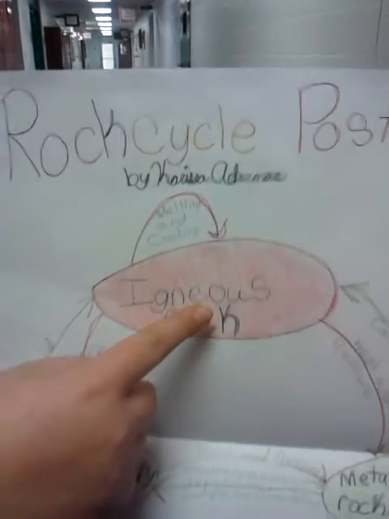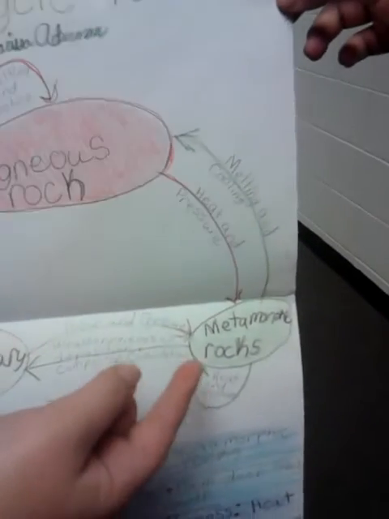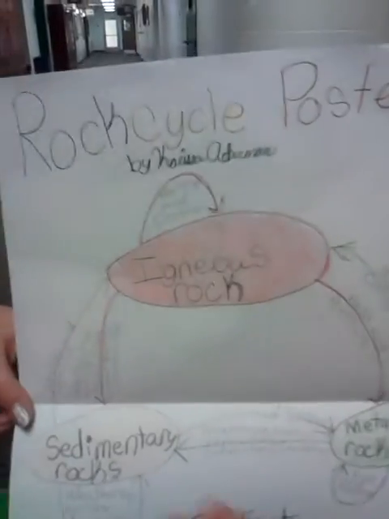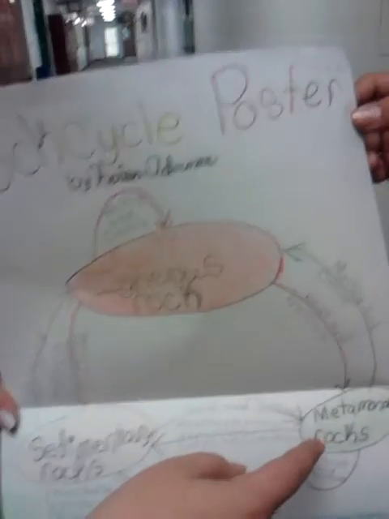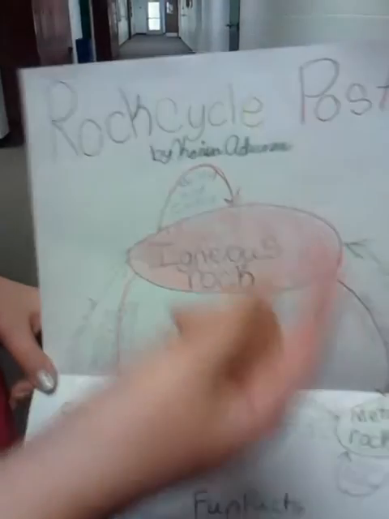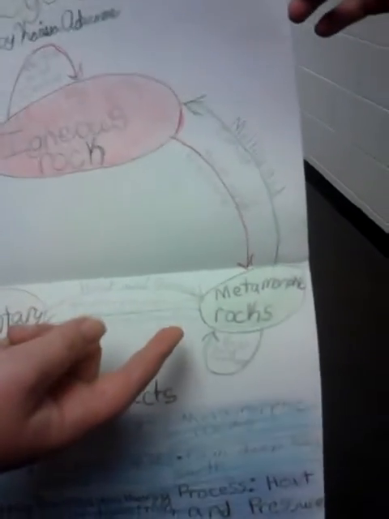Now, if igneous rock goes through heat and pressure, it becomes a metamorphic rock. Now, if metamorphic rock goes through heat and pressure, it becomes another metamorphic rock. Now, if metamorphic rock goes through melting and cooling, it becomes another igneous rock. Now, if it goes through heat and pressure again, it becomes a metamorphic rock.